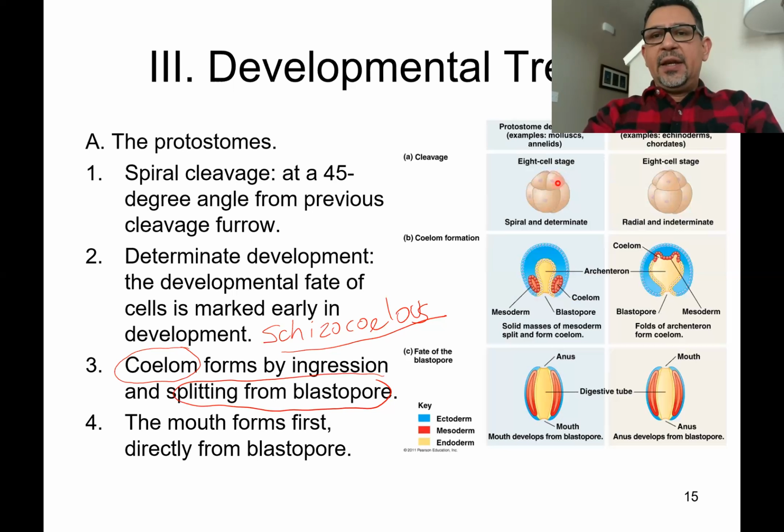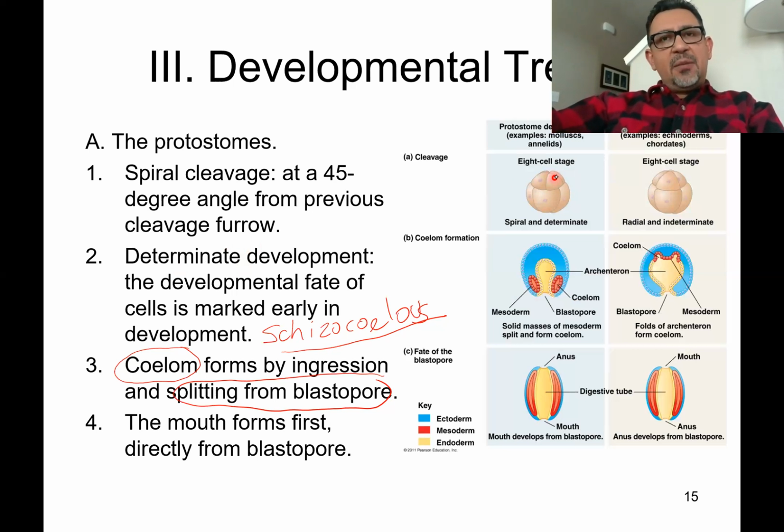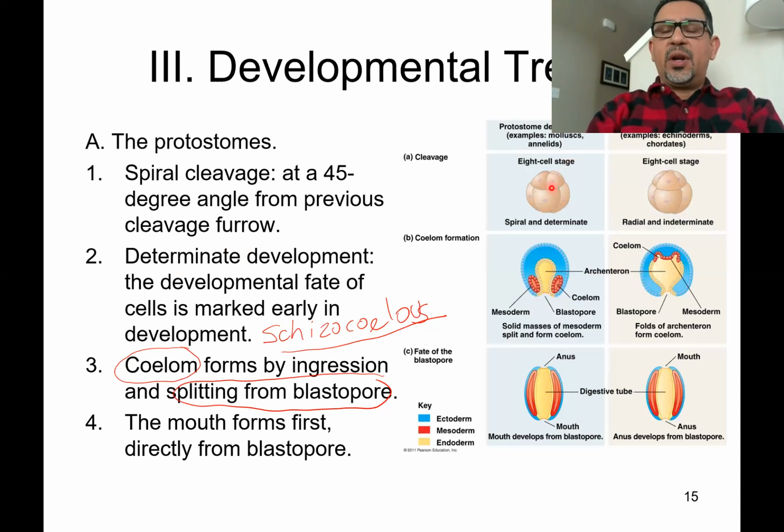Removing a cell from an animal that shows determinate development means that that cell has already received enough information to eventually take an identity, to be maybe part of the torso of the animal, part of the head of the animal, part of the tail of the animal. And so that cell is not going to develop into a complete embryo or eventually become an adult.